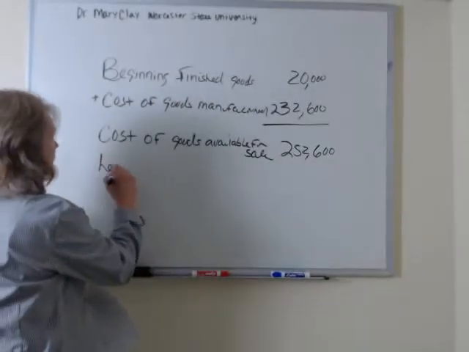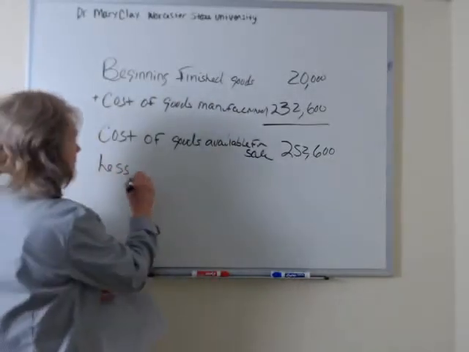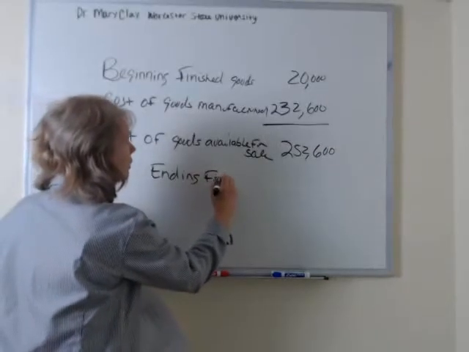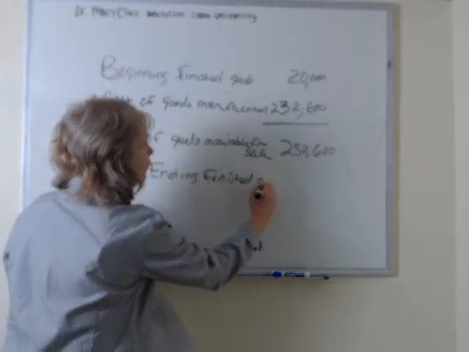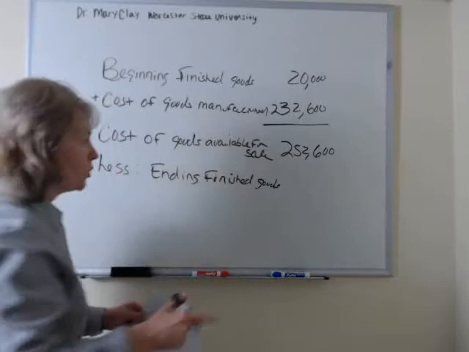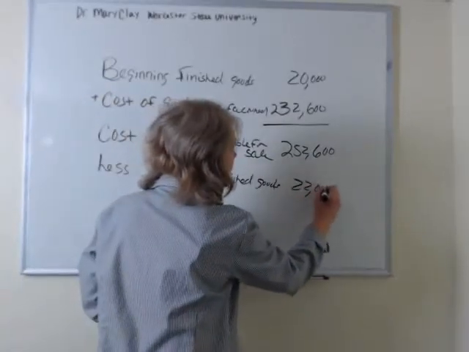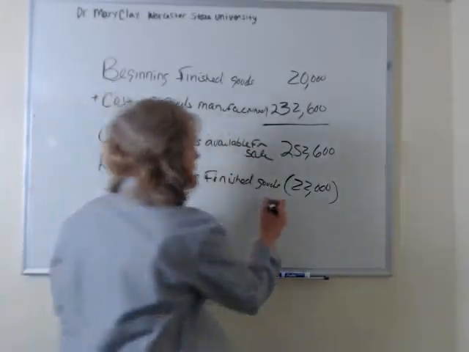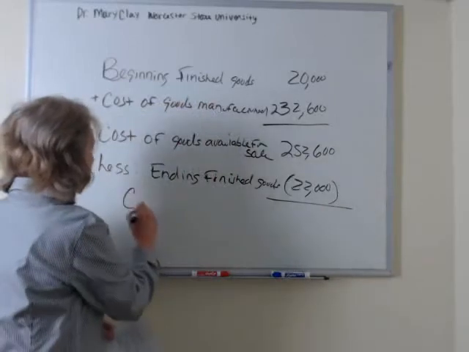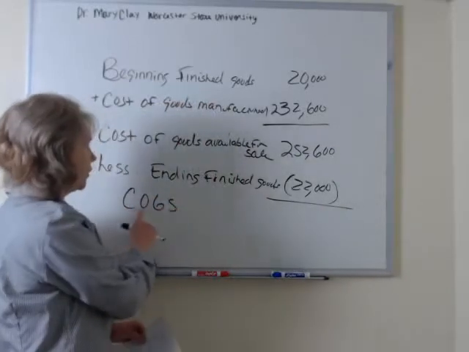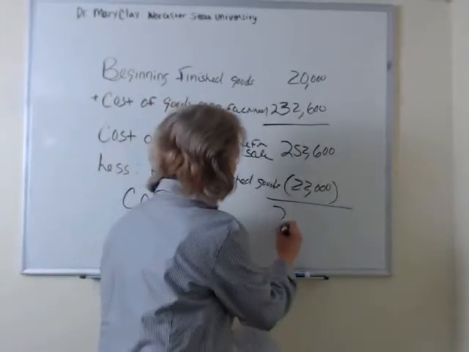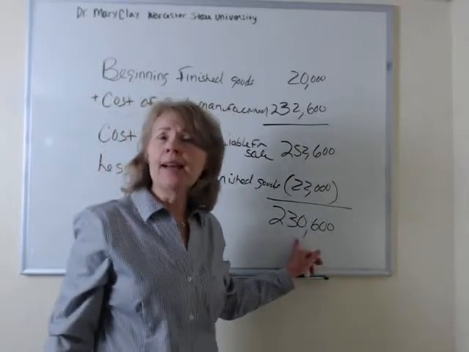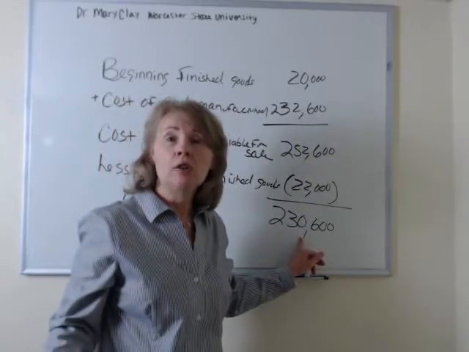Now I'm going to subtract out my ending finished goods. So some of these goods have been sold. You're trying to figure out how many. So you subtract out your ending finished goods. Make sure you're clear. Ending is what you subtract. Now I figure out my COGS. Cost of goods sold is 230,600. I'm going to need that for the next part of this homework.